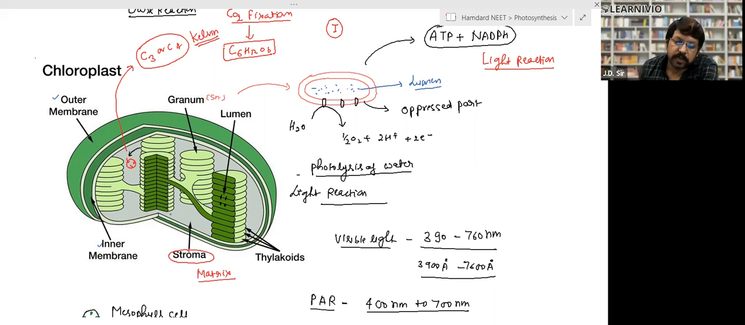So inside this two-layer structure, there is some gel-like substance. That gel-like substance is called stroma, right? Stroma is also known as matrix. Inside this matrix or stroma, there are piles of coin-like structures. These piles, these bundles of coins, are called granum. Granum is a singular term and grana is a plural term.